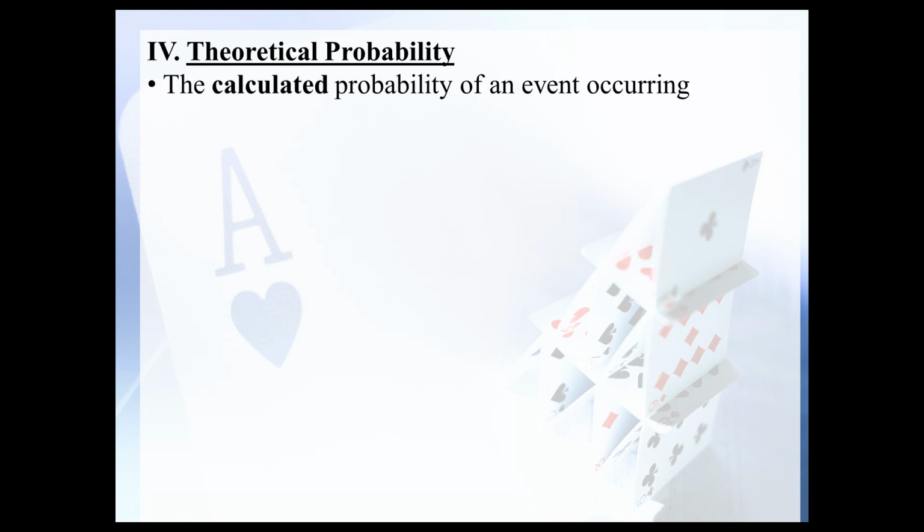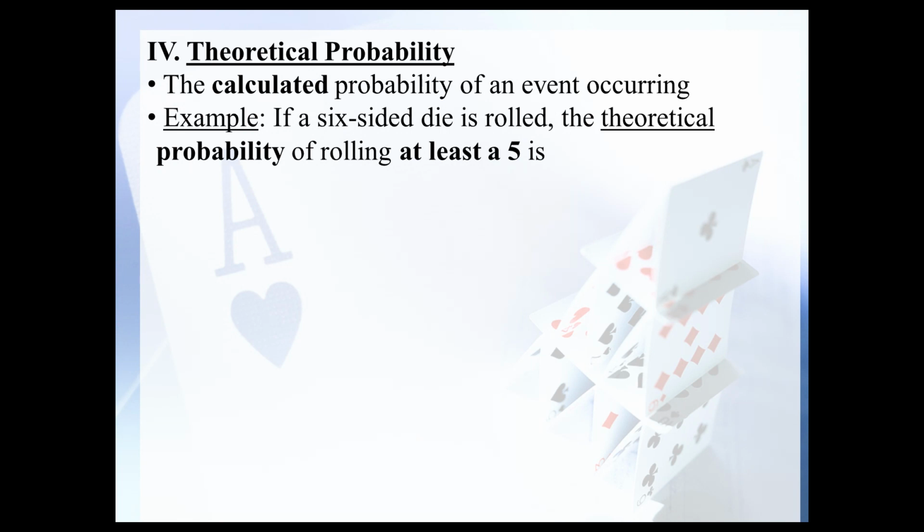Theoretical probability is the calculated probability of an event occurring. Every single calculation we have done in this unit up to this point has been a theoretical calculation. We're predicting the likelihood or chance of something occurring before actually even performing the experiment itself. So for example, if we had a six-sided die and it was rolled, and I want to know the theoretical probability of rolling at least a 5, well, first of all, let's identify what that means.